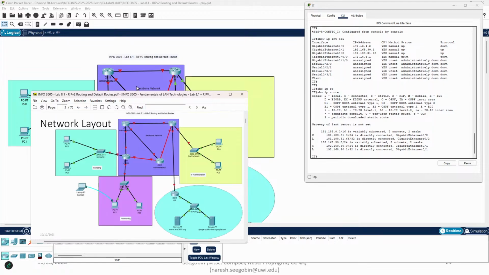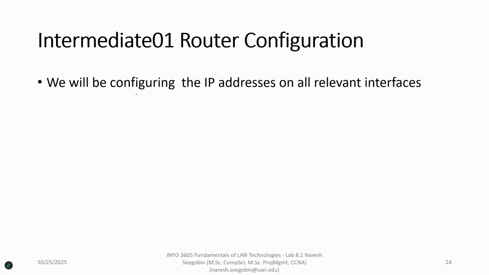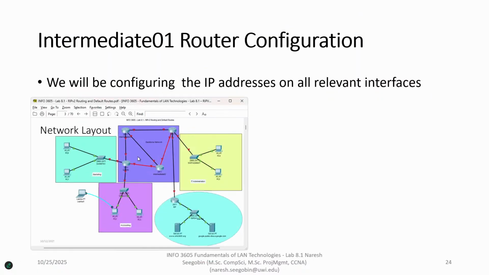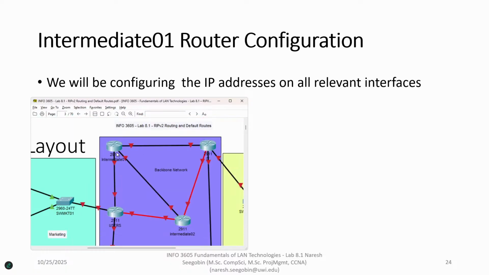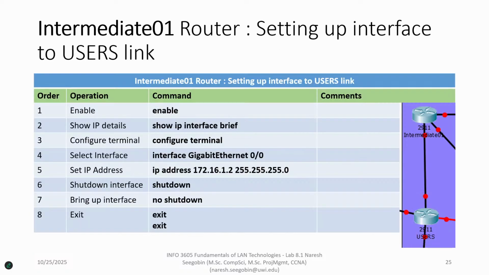All right, this is intermediate 01, right, this side here. We already did users, we did IT. The moment intermediate is configured, you're going to have links coming up on both sides. When I say link, this is a layer 3 link; routing is not done yet. We're going to work on that. Intermediate router, let's get there.